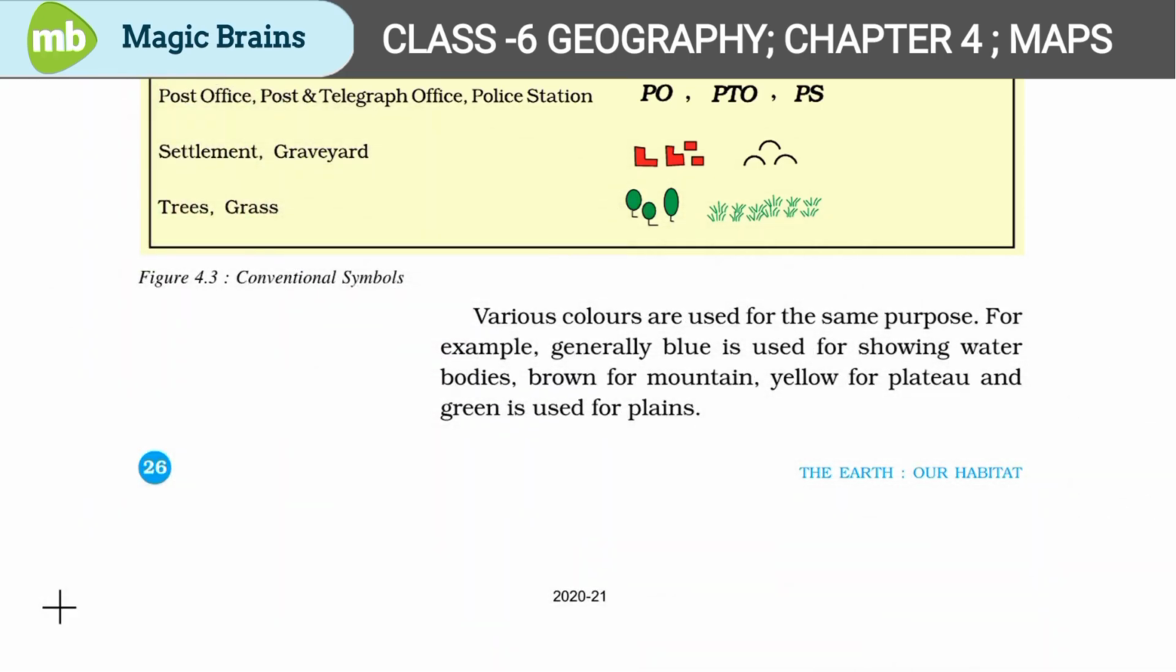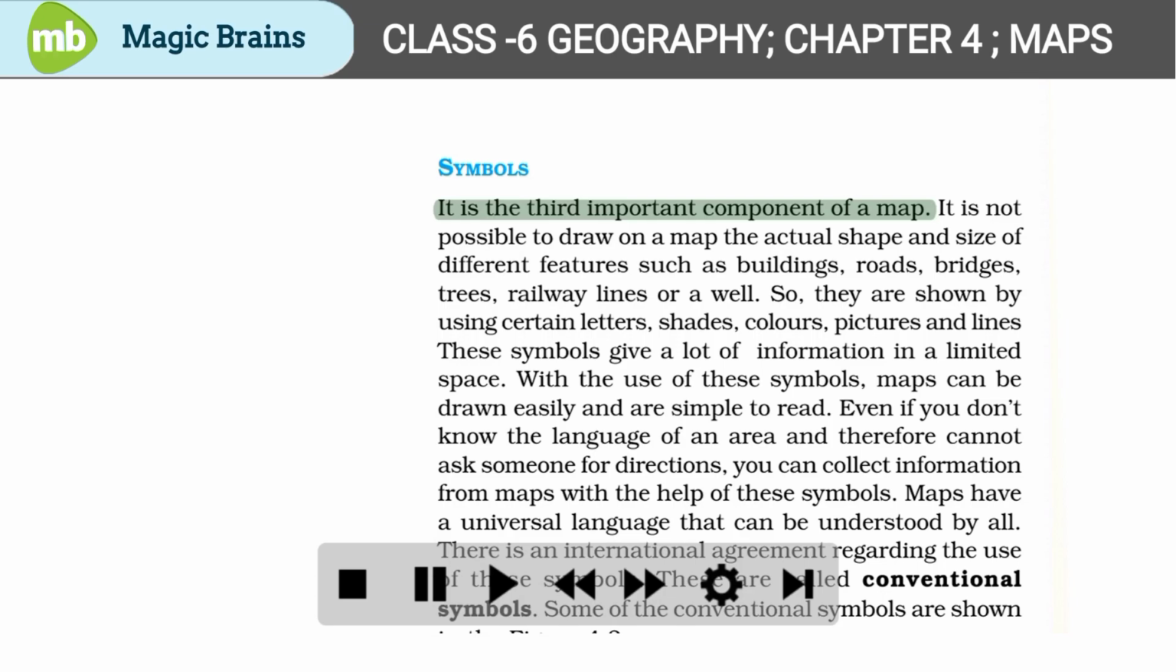Page number 26. Symbols. It is the third most important component of a map. It is not possible to draw on a map the actual shape and size of different features such as buildings, roads, bridges, trees, railway lines, or a well. So, they are shown by using certain letters, shades, colors, pictures, and lines. These symbols give a lot of information in a limited space. With the use of these symbols, maps can be drawn easily and are simple to read.